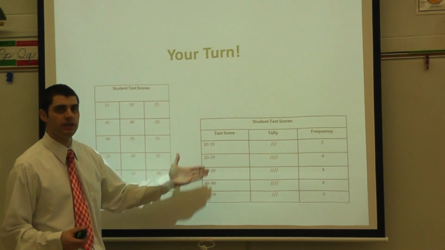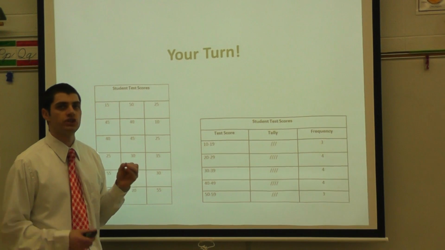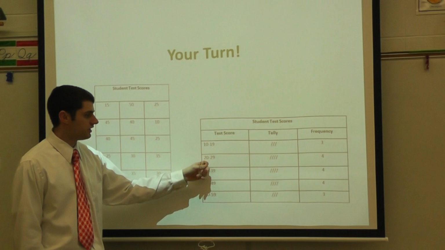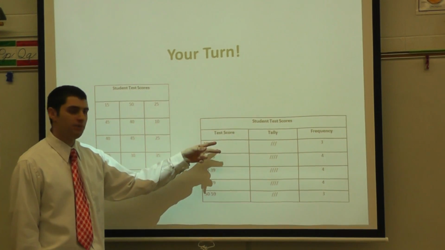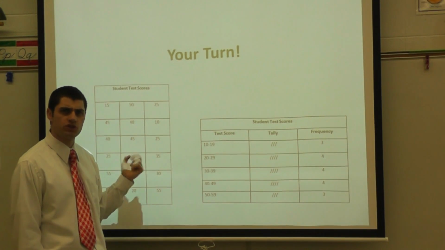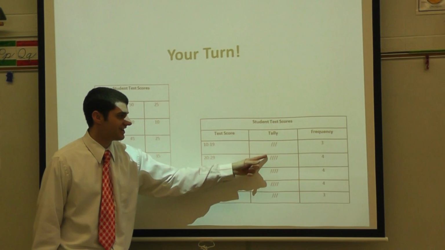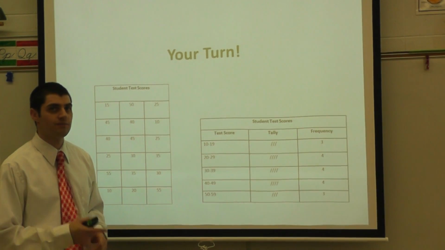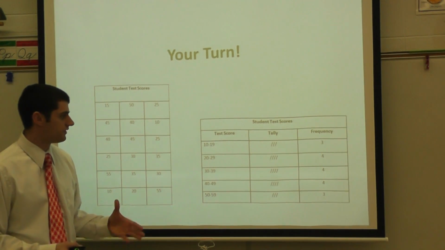When setting up the interval, it's important to make sure you don't repeat numbers. If I were to put 10 through 20 and then 20 through 29, I'd be counting 20 twice. If anyone scored 20, I'd be putting a tally here and a tally here. That would totally throw off my information. So keep that in mind when creating the interval.